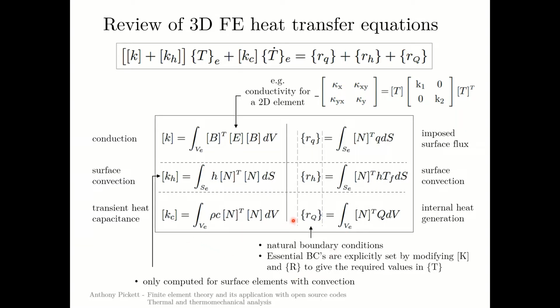These will be assembled here. K plus KH, so this of course will be for all elements. This will be only for elements on the surface. This is the nodal temperature, and this capacitance matrix, again, this would be for the whole structure, and this is the rate of change of temperature. So this makes it a time-dependent problem. So I hope that gives some idea of the assembly.